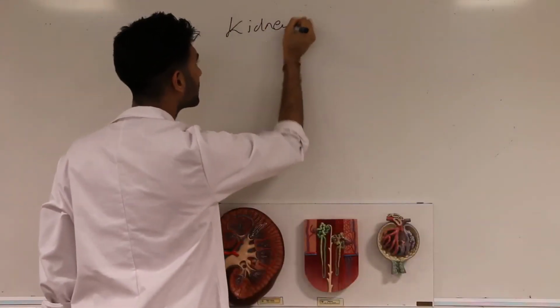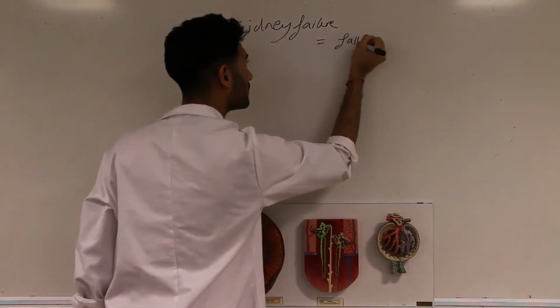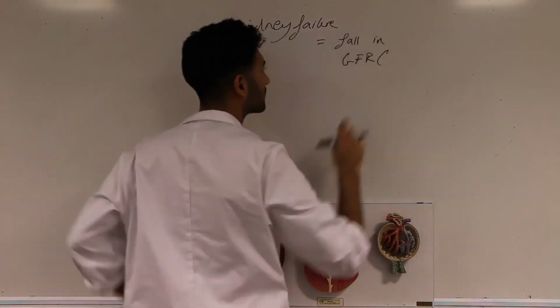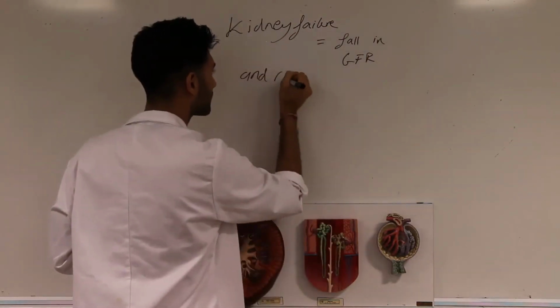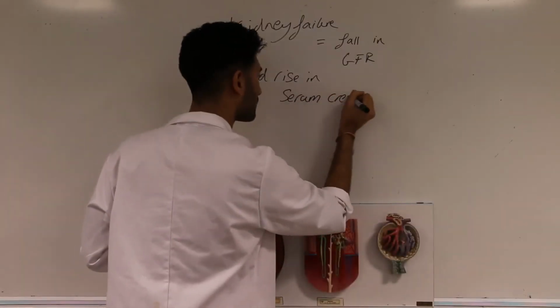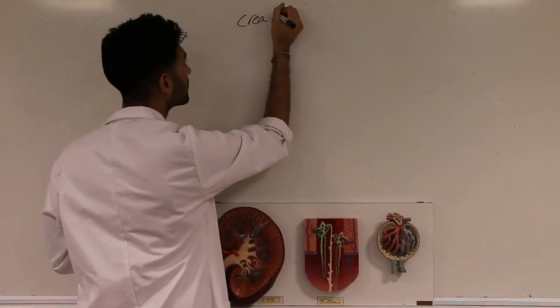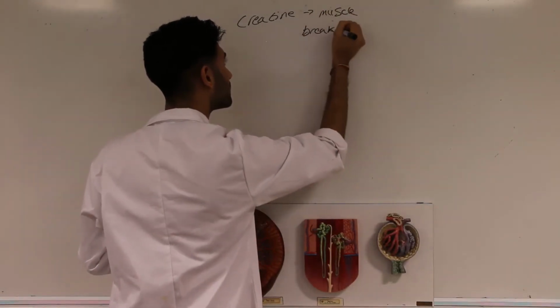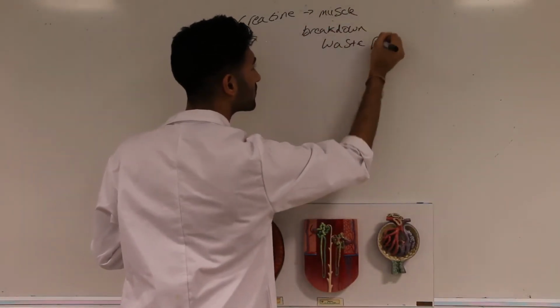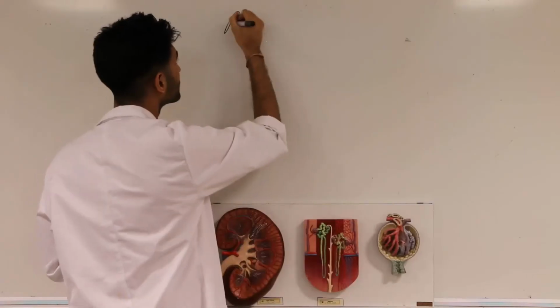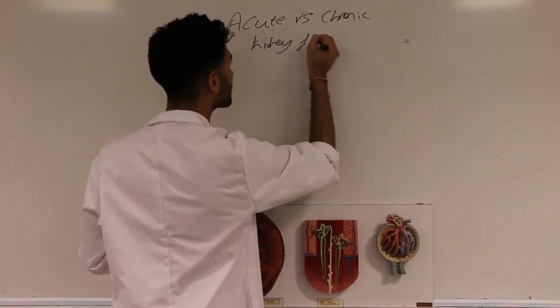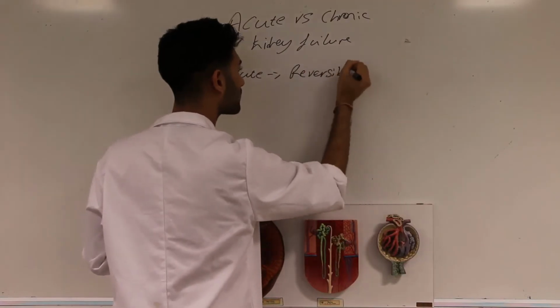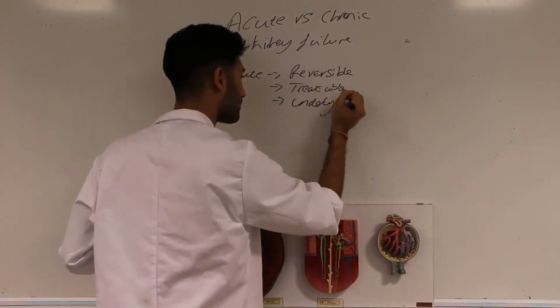Renal failure and disease. Kidney failure is defined as a fall in GFR, or glomerular filtration rate, and a rise in serum creatinine. Creatinine is a waste product of muscle breakdown, a natural process which occurs every day. As kidney function slows, serum creatinine increases. Kidney failure can be either acute or chronic. Acute is reversible and has an underlying treatable cause.